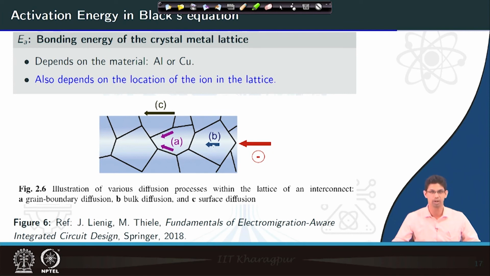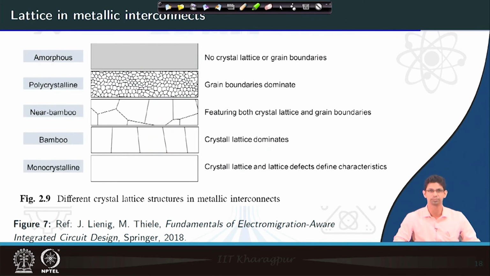The second site is bulk, B, which is inside the grain, in the middle of that lattice. And then there is the surface, which is at the edges of your interconnect. So, the activation energy for all these 3 sites would be different.